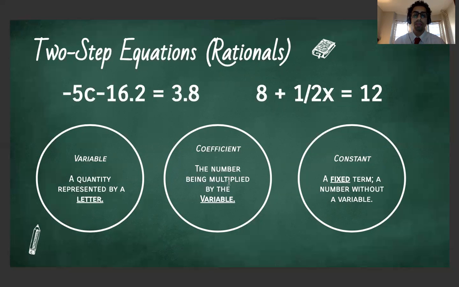Coefficients are the number being multiplied by the variable. So over here, we said the variable was c. The number being multiplied by c is -5. So that's my coefficient. And likewise over here, 1/2 would be my coefficient because that's being multiplied by x. And lastly, we have constants. Constants are fixed terms or numbers without any variables. So the constants over here would be -16.2 and the 3.8, just the numbers by themselves. Likewise, over here, we'd have the 8 and the 12.